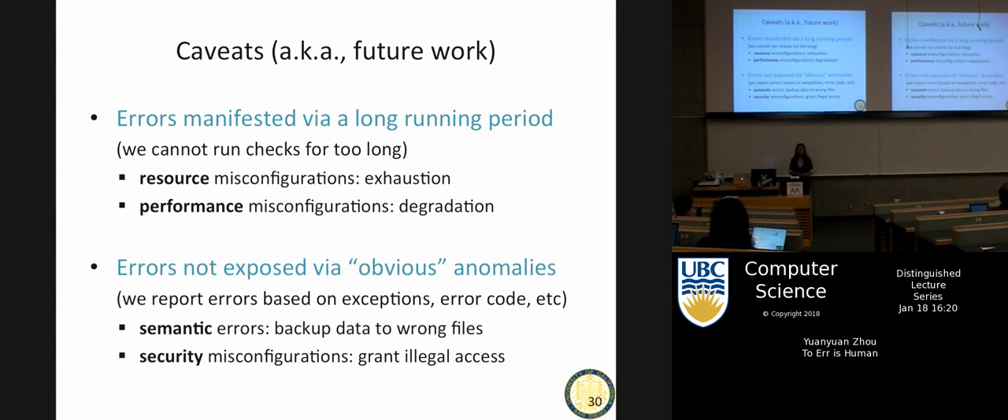Also, sometimes we will not be able to report errors if they are not exposed through obvious anomalies. For a semantic error, everything looks okay: nothing crashed, no assertion, nothing. But maybe, for example, you back up to the wrong file. This is more semantic. Of course, if there's a good testing oracle, you'll be able to catch those cases. But in our experiments, we cannot expose those errors.